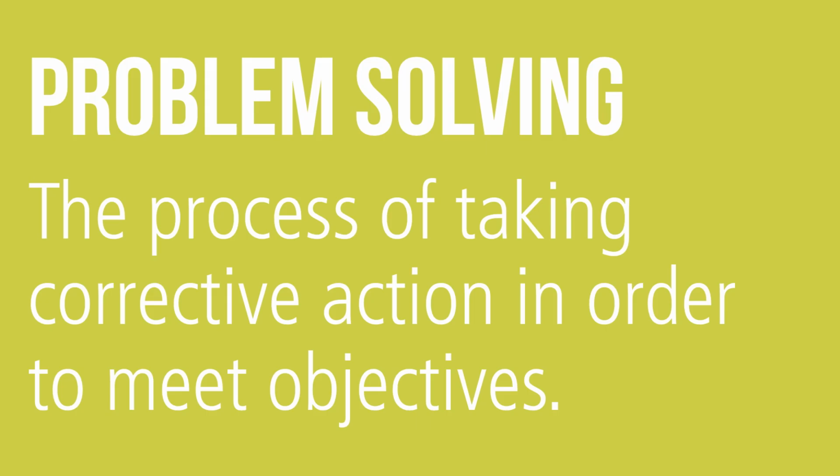The ability to understand and solve problems is an important skill. A problem exists whenever there's a difference between what is actually happening and what we want to be happening. If your objective is to produce 500 units a day, but only 475 are produced, you have a problem. Individuals typically try to reduce the disparity between the actual performance and the objective. Thus, problem solving is the process of taking corrective action in order to meet objectives.